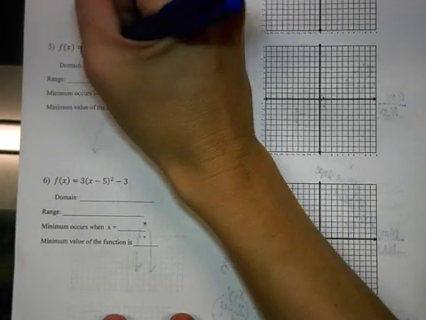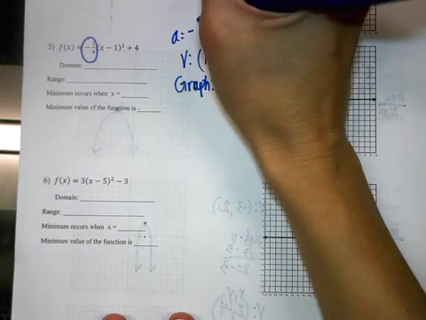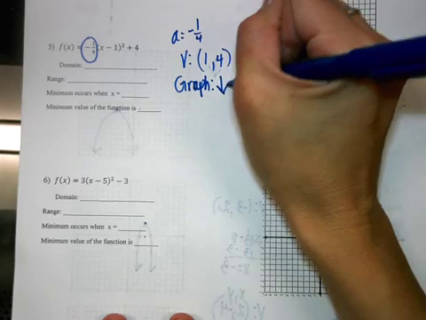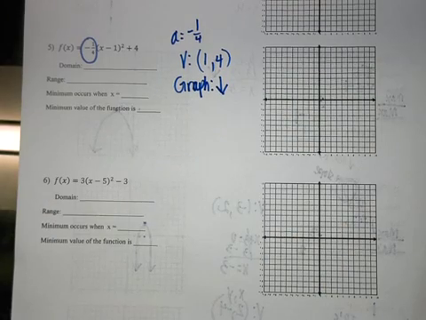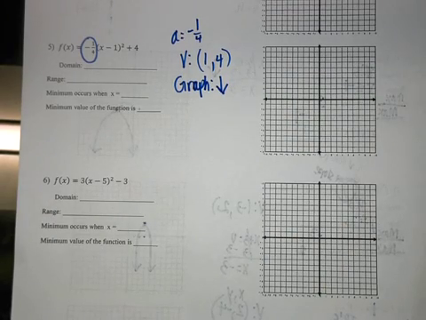Okay, this graph, will it be going up or down? Down. My a value is -1/4. So that means my graph is going down. Also the fact that it's -1/4, what does it tell me about the width? It is going to be wide.